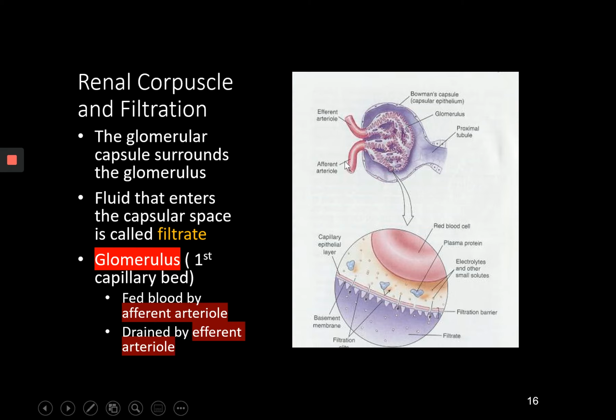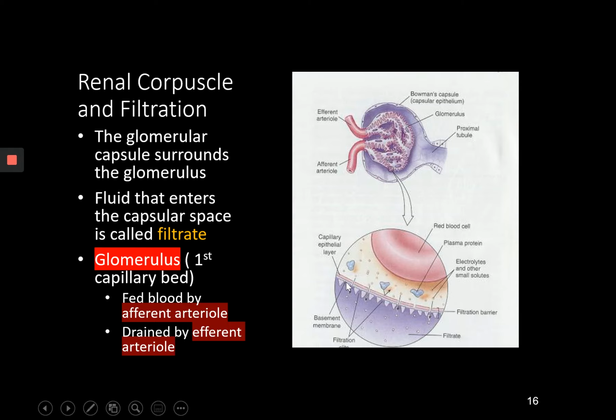We can see there's an afferent arteriole. The afferent arteriole is going to bring blood to the first capillary bed, which is the glomerulus. Then, once we've filtered out what we need into the proximal convoluted tubule, what remains in the blood is going to exit the glomerulus via the efferent arteriole. At this membrane, called the filtration membrane, there are three structures.